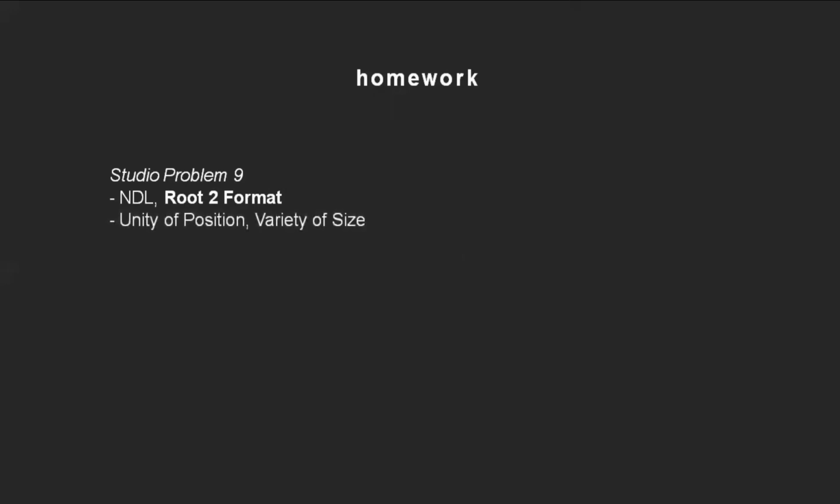So let's look at homework. Studio problem number 9. Using narrow dark lines in a root 2 format, that's the 5x7, create a unity of position with a variety of size. Give me 10 thumbnails and 10 variations. And I need to stress this again: 5x7 doesn't mean that all of your formats need to be 5 inches by 7 inches. They can be literally any size.